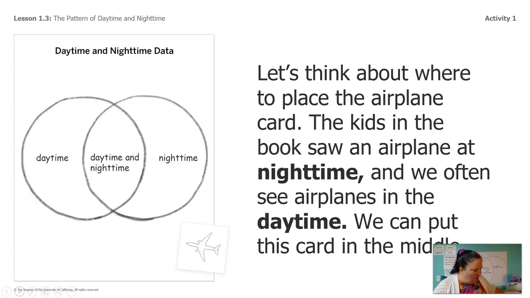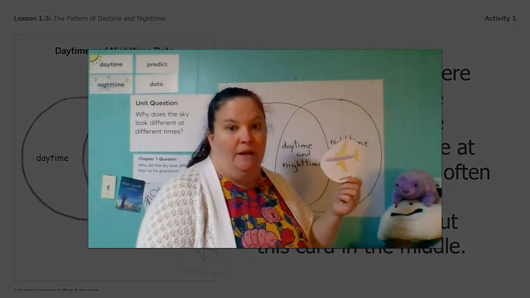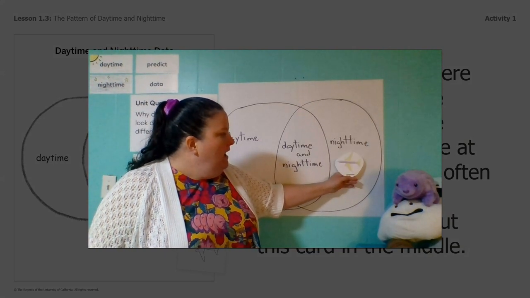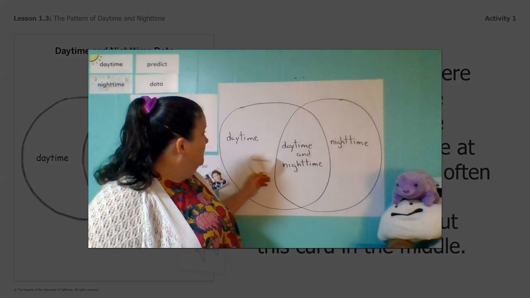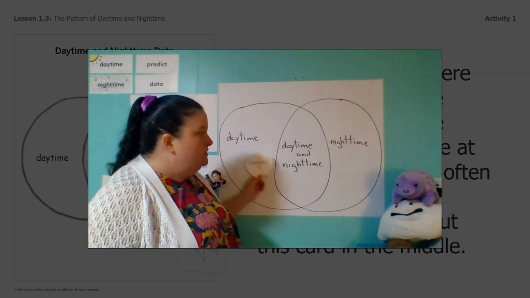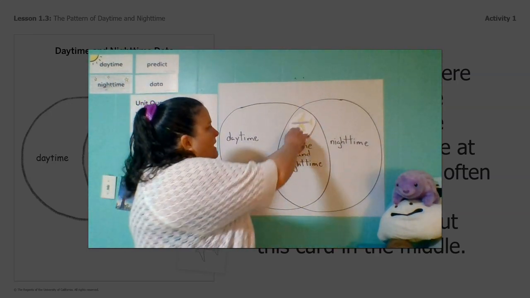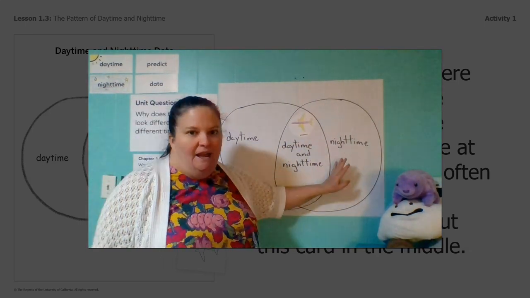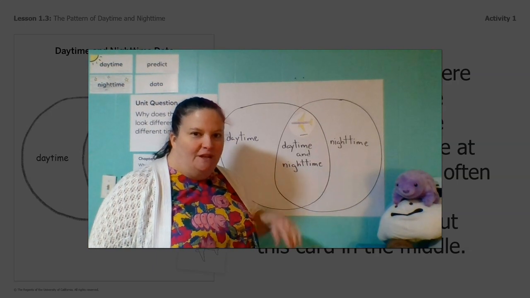Okay, so I know in the book they saw an airplane. You guys see my airplane? So we need to decide where the airplane goes. I'm gonna make myself big. They saw the airplane at nighttime, but I know that I've also seen airplanes during the daytime. So I'm gonna put my airplane right in the middle, because an airplane is something you'd see during the day and at night. So that's what we're gonna do.